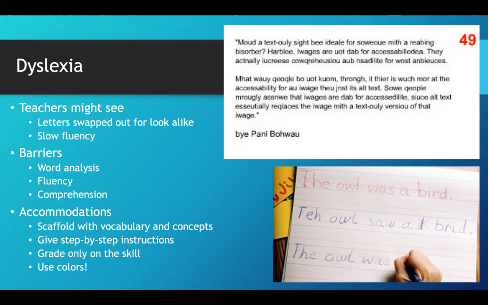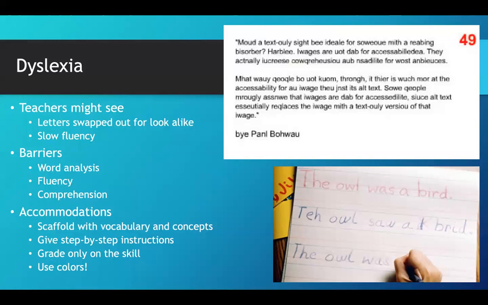Accommodations is scaffold with vocabulary and concepts. Before you start a lesson, say, this is the vocabulary that we're learning. Before you start reading a book, tell the students that this is a vocabulary that they will be seeing, and define them. Give step-by-step instructions. Again, that first step, second step, third step.